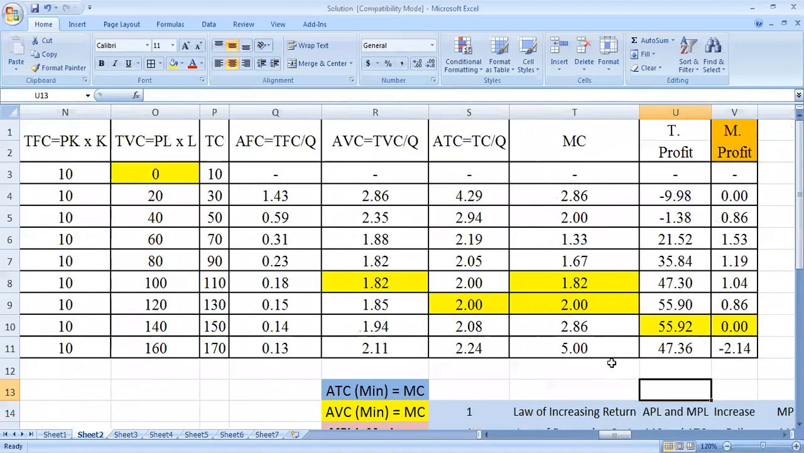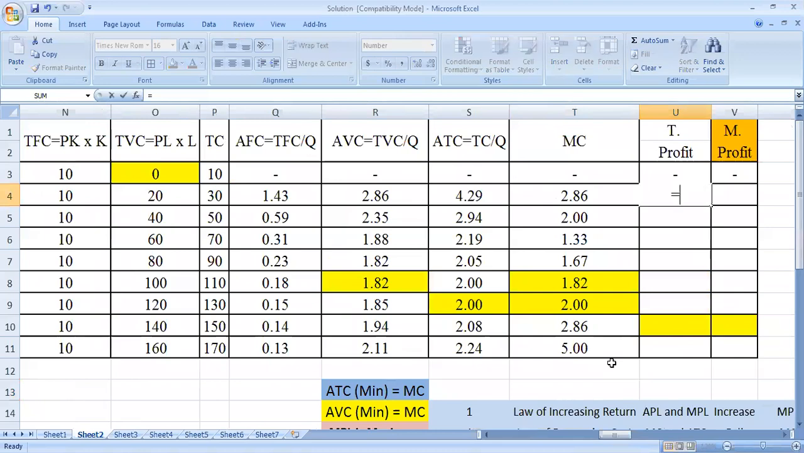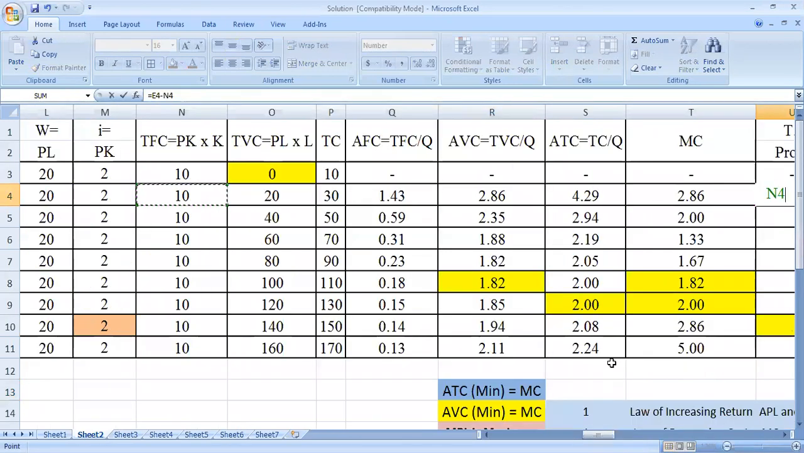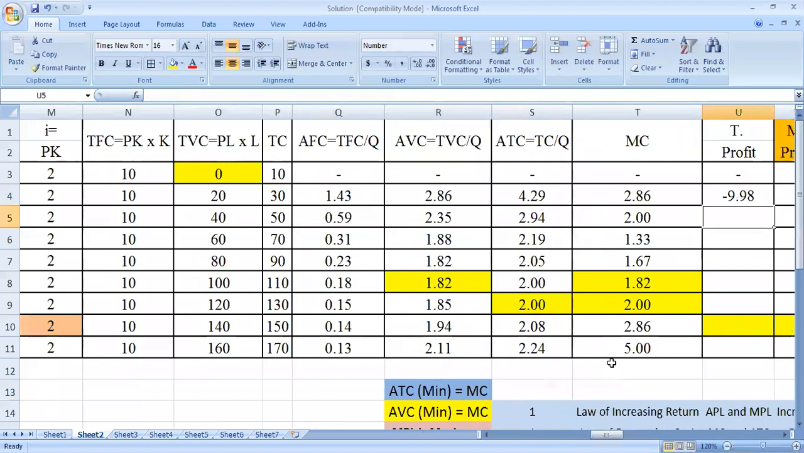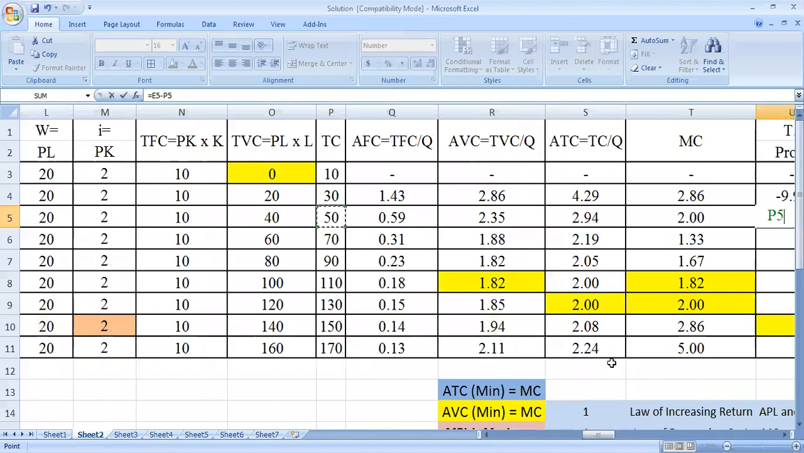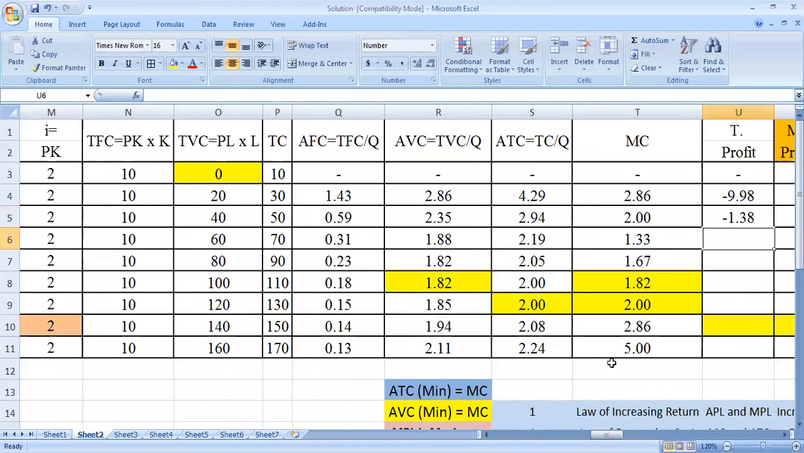Now let's move towards the next columns: total profit and marginal profit. Total profit can be obtained by subtracting total cost from total revenue. So subtracting cost from revenue, you obtain profit. Revenue is 48.62 minus cost is 50. So the difference is minus 1.38, and so on.